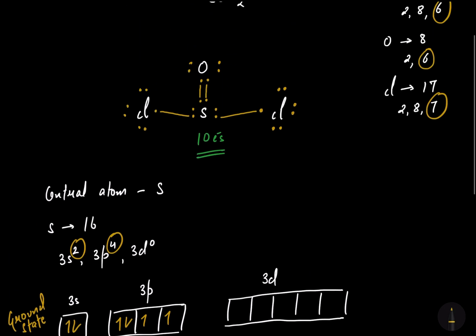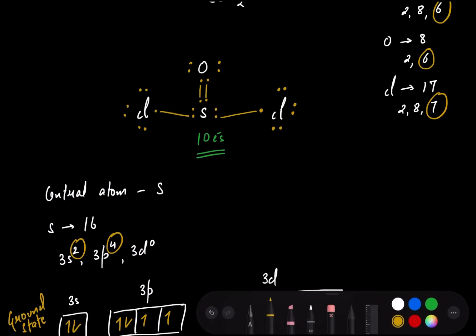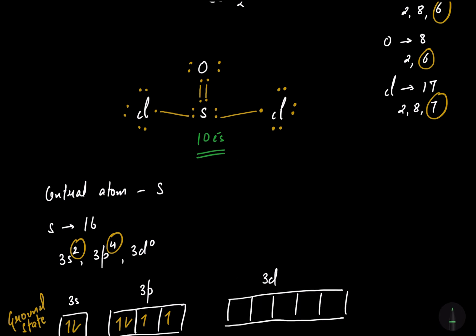Now let's come to the Lewis structure. In the Lewis structure we can easily see that there is a formation of 4 bonds. I am writing: sulfur is forming a total of 4 bonds. And in this case oxygen is forming 2 bonds.